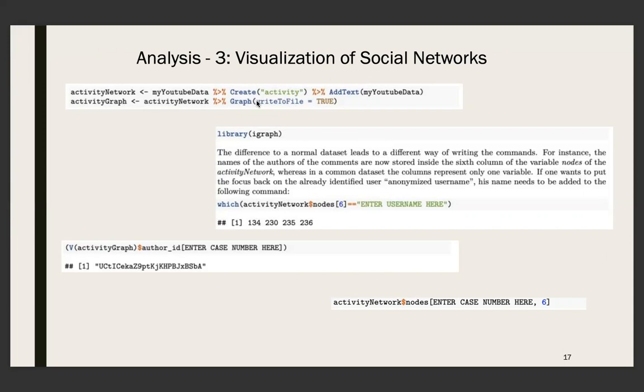So, activity networks. Activity networks are based upon the comments, represented by nodes within each network, and edges present the direction of these comments, either to the social media content itself or to other comments. The result is a graph object stored as an activity graph. Since graph objects as well as the underlying dataset of the activity network differ from common datasets in terms of data structures, the package iGraph is needed, and that is why we install the package. The difference to a normal dataset will lead to a different way of writing commands. For instance, the names of the authors of the comments are now stored inside the sixth column of the variable nodes of the activity network.